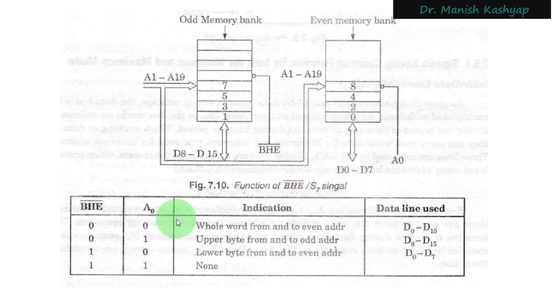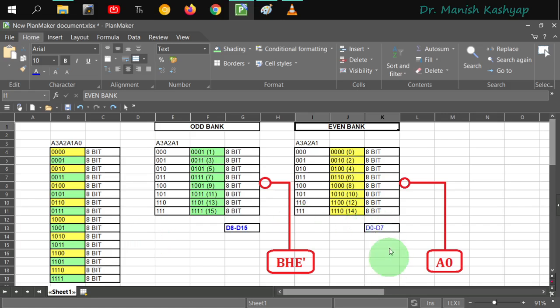So let us come to the second part, where we have bus high enable as 0. That means your high bus, that is the odd bus, will be activated, and A0 is equal to 1. That means the even order memory will be deactivated. So in this case, what will happen, let us check. So this is deactivated because A0 has become equal to 1. So because of this, it will become 0, and this is deactivated. Now here this thing is 0, that means this thing is activated.